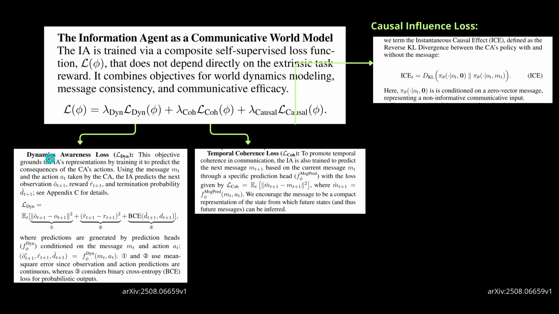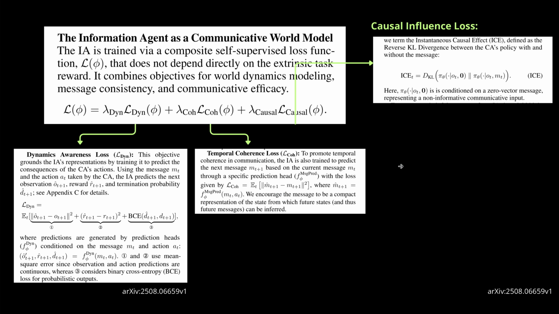So the first one is simple, no? If you want dynamics awareness loss, this objective grounds the information agent representation by training it to predict the consequences of the control agent actions. The temporal coherent loss is also rather easy. To promote the temporal coherence in communication, the information agent is also trained to predict the next message based on the current message through a specific prediction head you add to the transformer layer, no? With a particular loss function, this one.